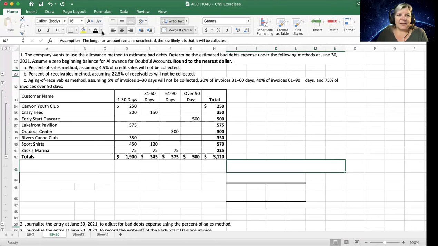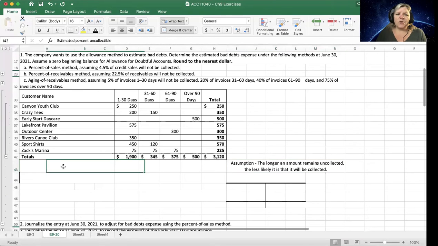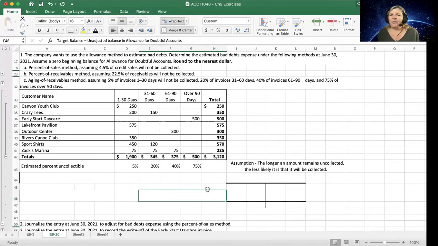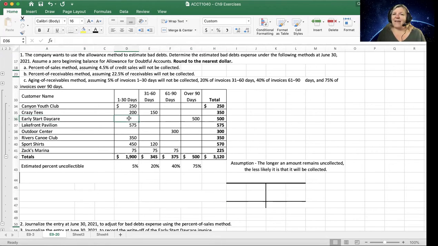So before we get into doing the calculation, I just want to give you an explanation of why those percentages increase as the account becomes more aged. So the assumption is the longer an amount remains uncollected, the less likely it is that it will be collected. So for example, this Early Start Daycare, we don't have any current sales to them. The last sale we made to them was actually over 90 days ago. So the longer we take to collect that money, the less likely it is, in theory, that we will collect it. Okay, so we can see our current receivables, we expect to collect most of those, and as they become more aged, it's less and less likely.